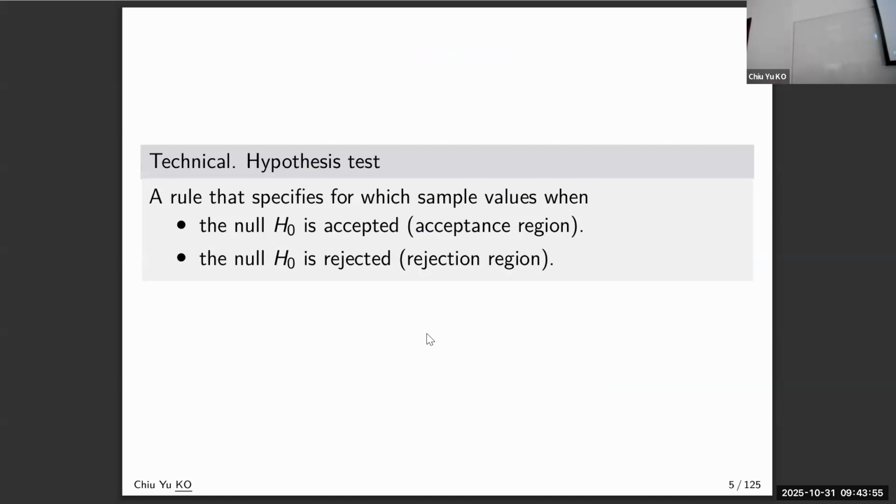In hypothesis testing, later we will see that we use data to decide whether you support the null or not, right? So you basically divide it into two regions. Before you collect data, you say that if I see data in this region, I'm going to reject the null. In this region, I'm not going to reject. It will be clearer later how to design these two regions.